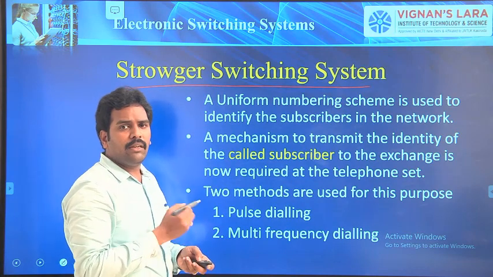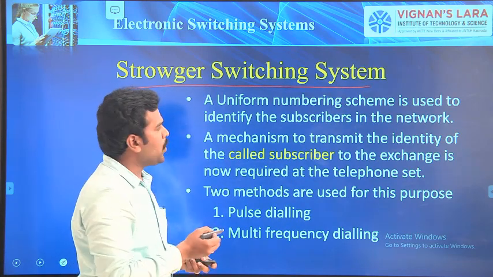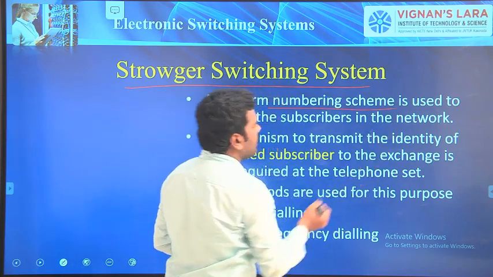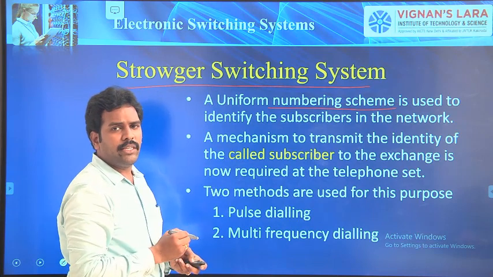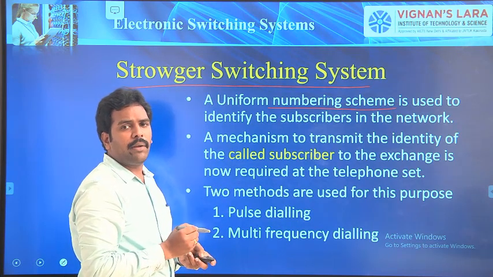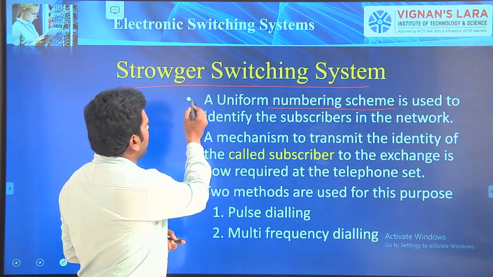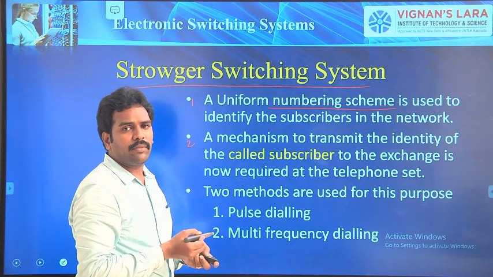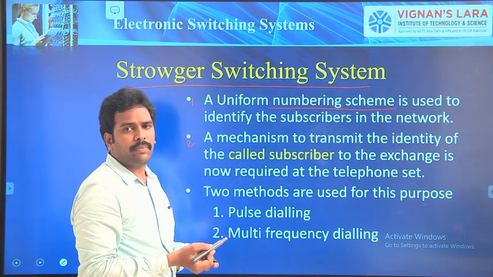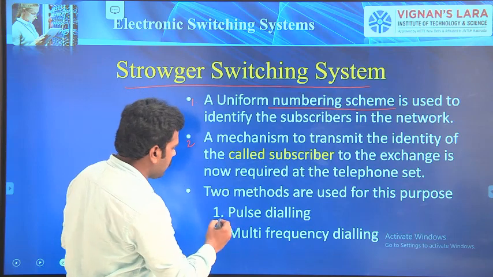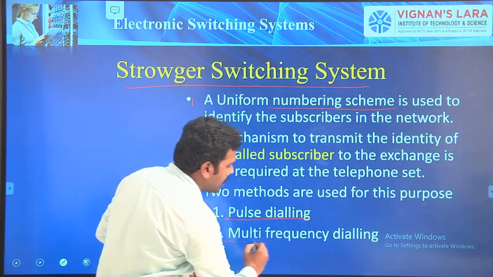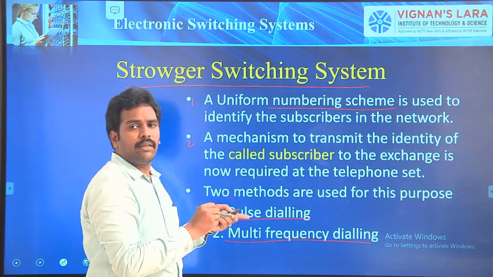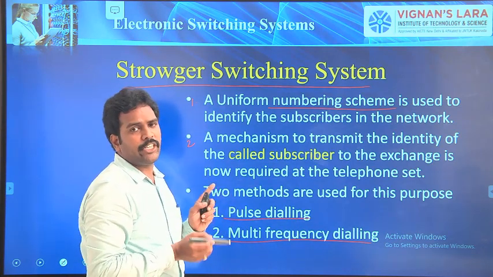Whenever we are going for automation, to identify a subscriber on the line, we require some numbering scheme. Therefore, any automatic switching exchange should use a uniform numbering scheme. That is the first point. The second point is how to identify the numbers. There are two mechanisms: pulse dialing and multi-frequency dialing. With the help of these two methods, a subscriber can be easily identified on the exchange.